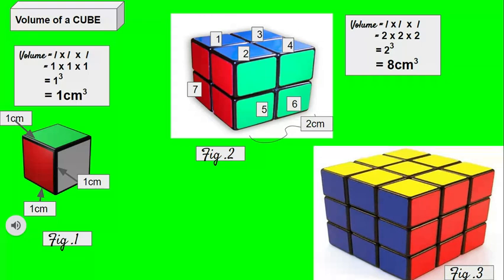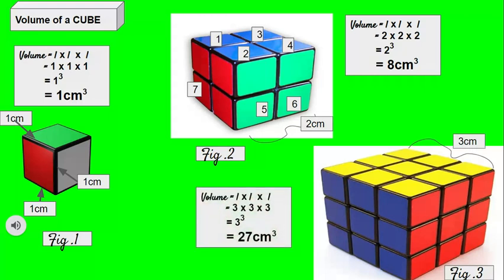So 27 small cubes together again form a bigger cube. This time the side length is 1 plus 1 plus 1, that is equal to 3 centimeter. So what is the volume of this cube? For this big cube, the volume would be equal to 3 into 3 into 3, which is 3 cube. That is 27 centimeter cube.